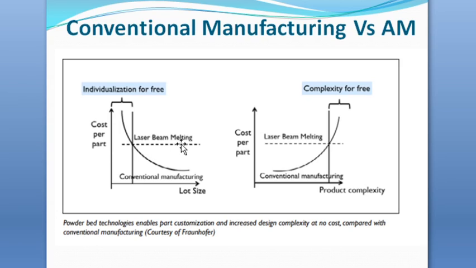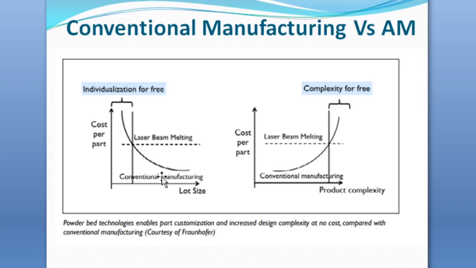Here is additive manufacturing, for example laser beam melting, LBM. Here the cost per part, the unit price of the component, is constant. This is a straight line. According to the lot size, from one unit to the maximum number of components produced, the unit price will be constant.